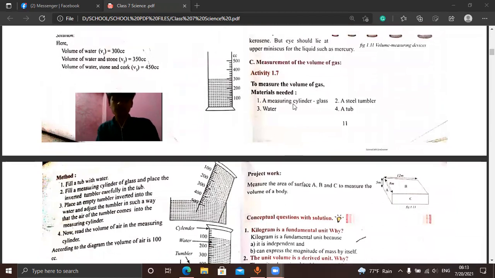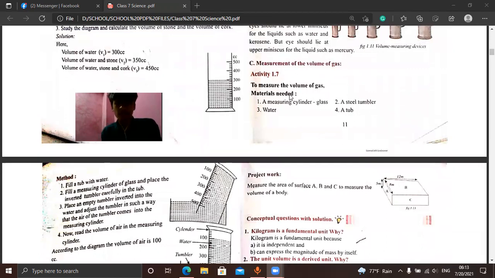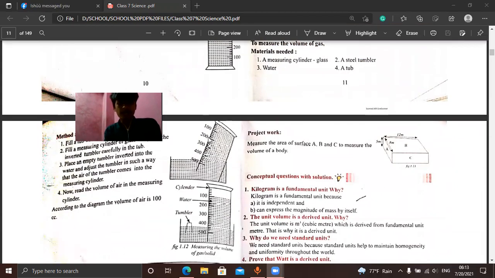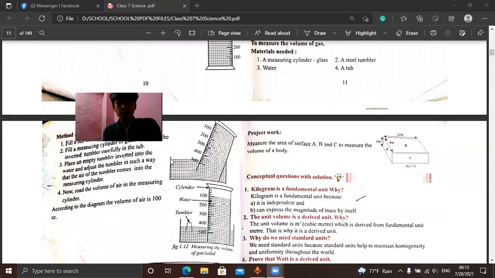So we have some materials required here. We have a measuring cylinder glass, a steel tumbler, water, and a tub. And this is the cylinder, this slightly slanted one. So that is the measuring cylinder. This lower one is a tumbler. And we have here water and a tub.